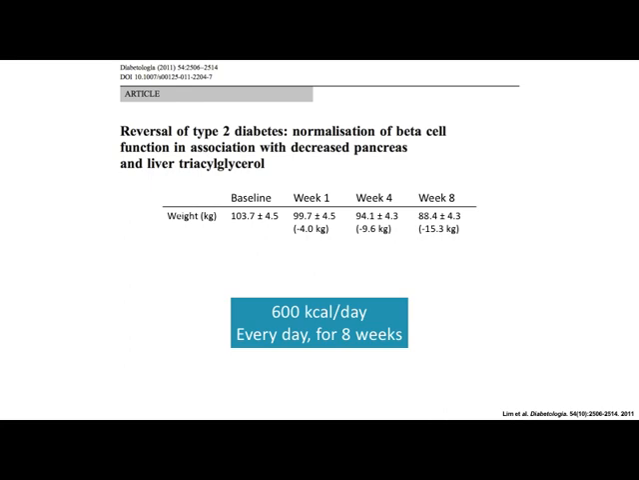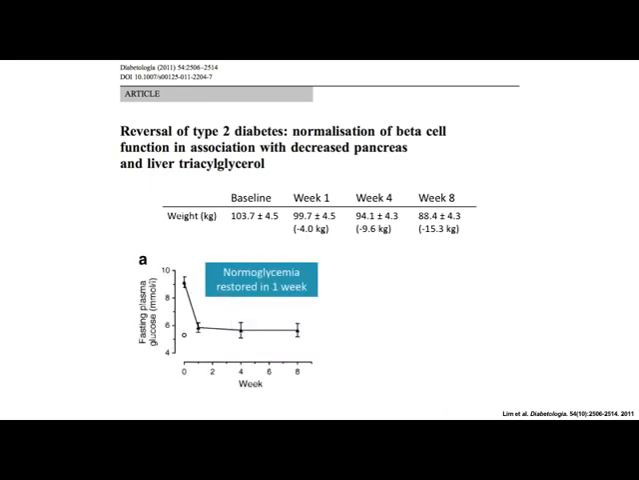And over 8 weeks, massive reduction in body weight from over 100 kgs to 88 kgs, almost 2 kilograms per week. 4 pounds per week, which is a lot. Normal glycemia restored in 1 week of this very low energy diet. So we saw in these individuals they exhibited typical high resting insulin, high resting glucose. They would have also exhibited that delayed resistant response to a glucose test. Within 1 week, normal fasting glucose levels.